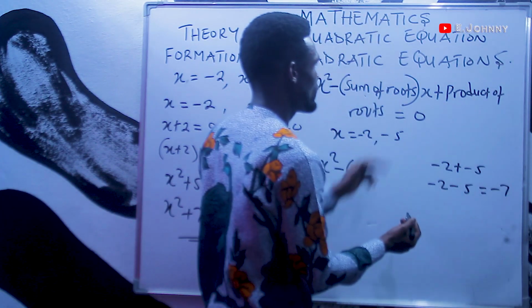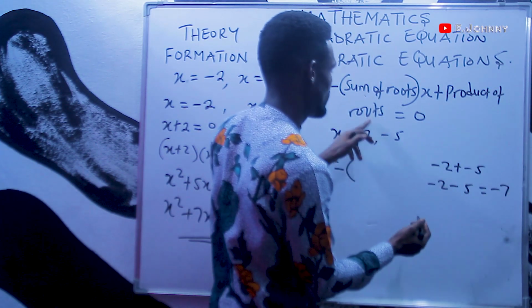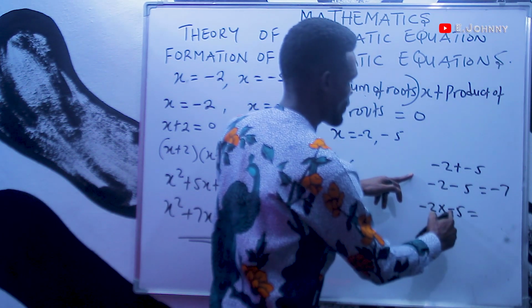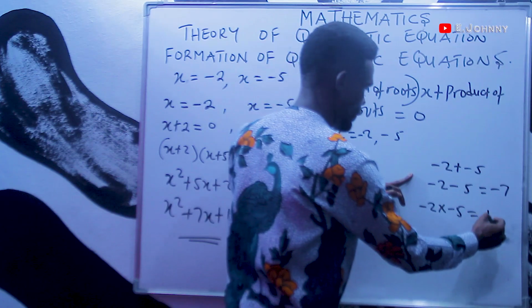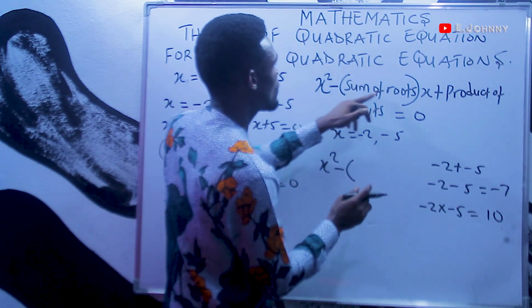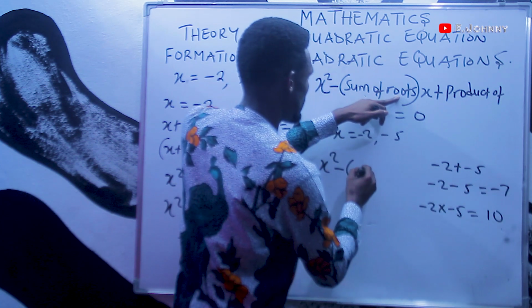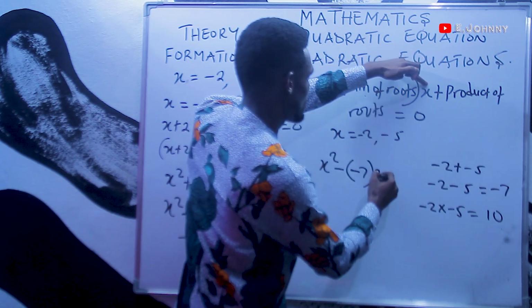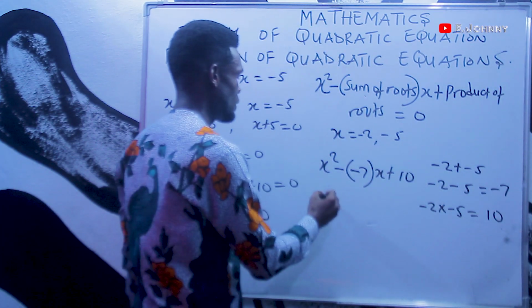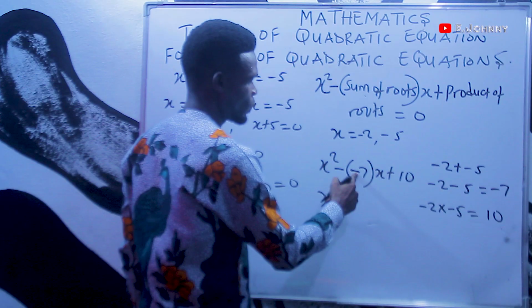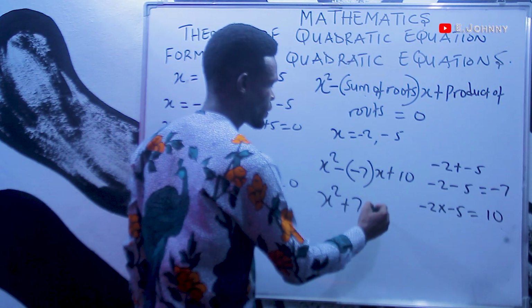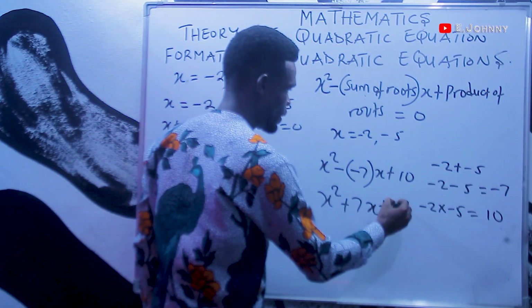Okay, now let's multiply the roots. Product of roots. That is minus 2 times minus 5. Minus times minus is plus. 2 times 5, 10. So you come to the formula. Sum of roots is minus 7. You put minus 7. Then x plus product of roots, which is 10. So this is x squared minus times minus is plus. So minus times minus 7 is plus 7 times x, which is x, plus 10.